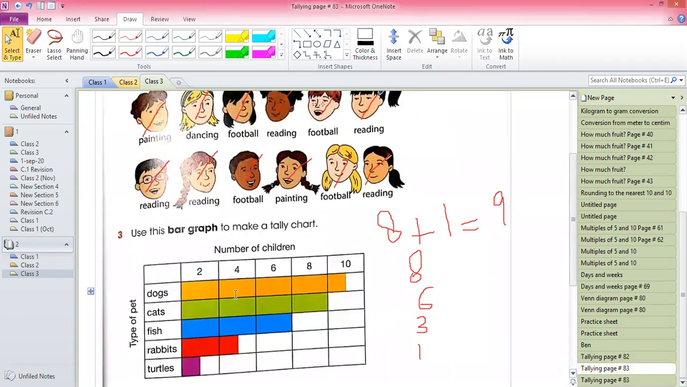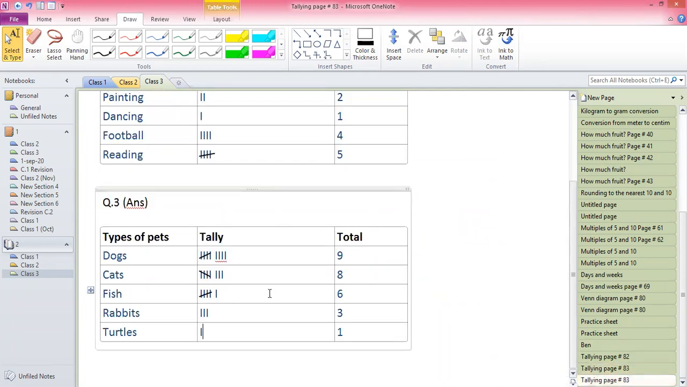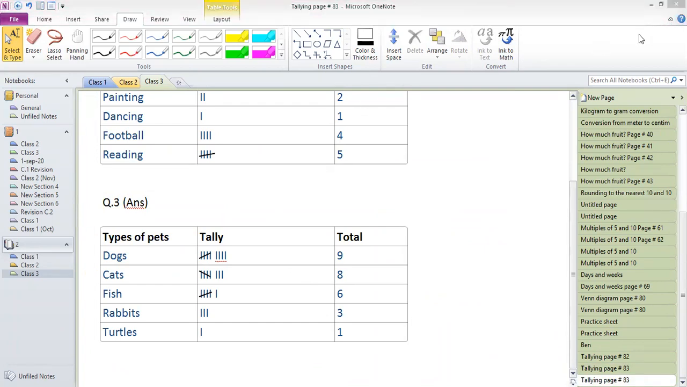So this is how we show this bar graph to make a tally chart. There are 9 dogs, 8 cats, 6 fishes, 3 rabbits, and 1 turtle. And we made a tally chart here. Is it clear, guys? Yes, sir. That's very good.